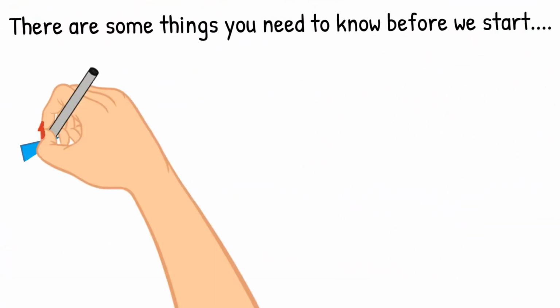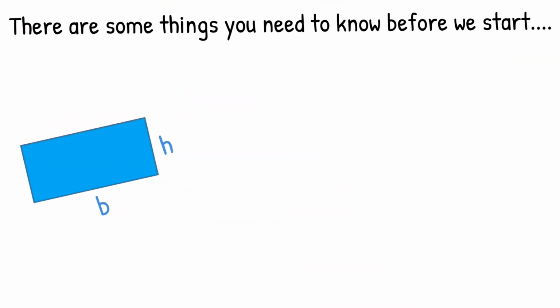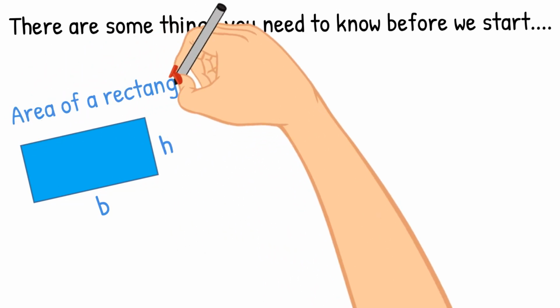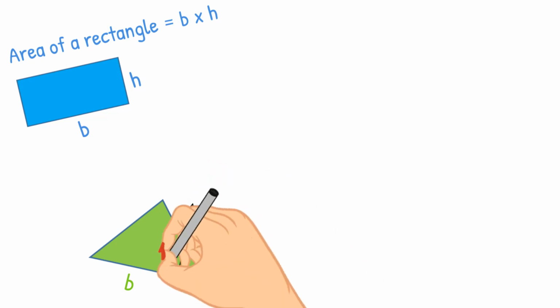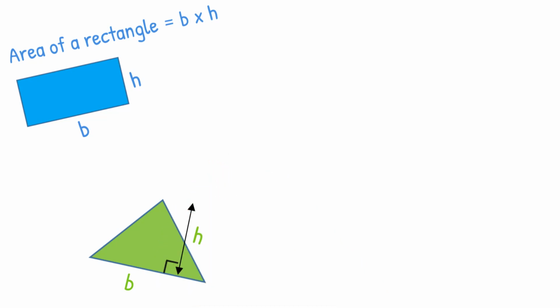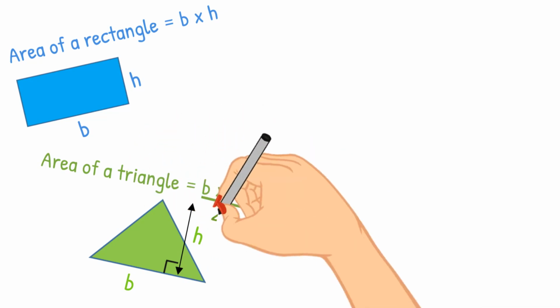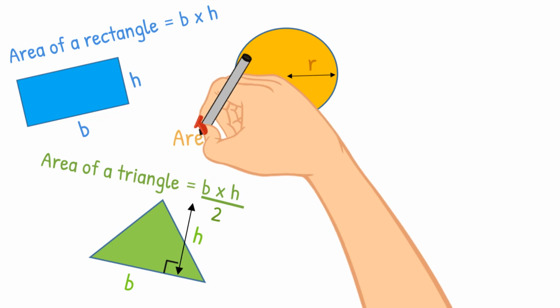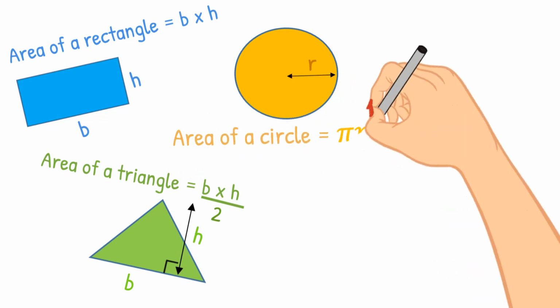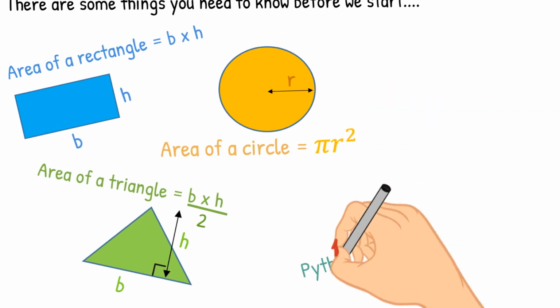There are some things you need to know before we start. You need to know that the area of a rectangle is the base times the height. And you need to know that the height of a triangle is perpendicular to the base. There's that word again. And the area of a triangle is base times height divided by 2. You need to know that the area of a circle is pi times the radius squared.